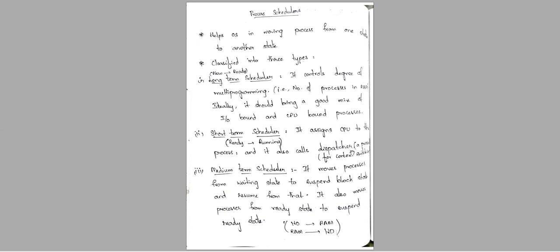It is also called a dispatcher. The dispatcher is a process useful for context switching. Context switching means saving the context of a process and loading the context of another process. So it assigns the CPU to the process, thereby helping the process in moving from ready to running state. That is the duty of the short-term scheduler.